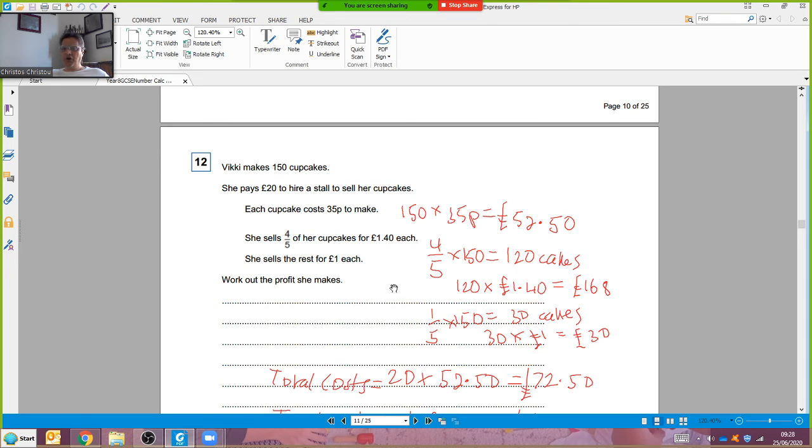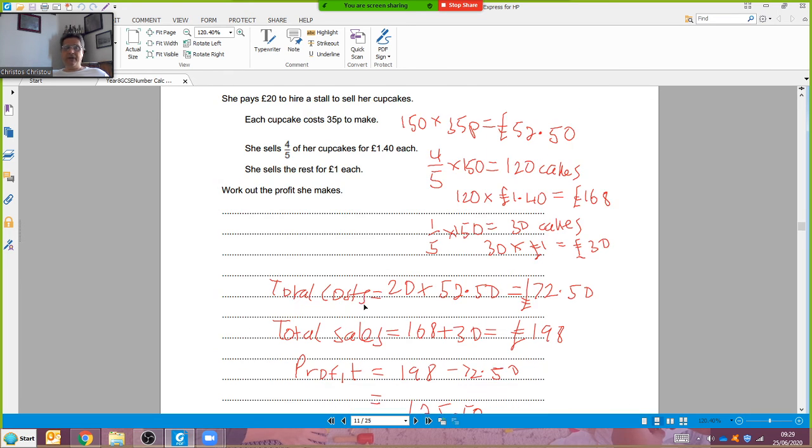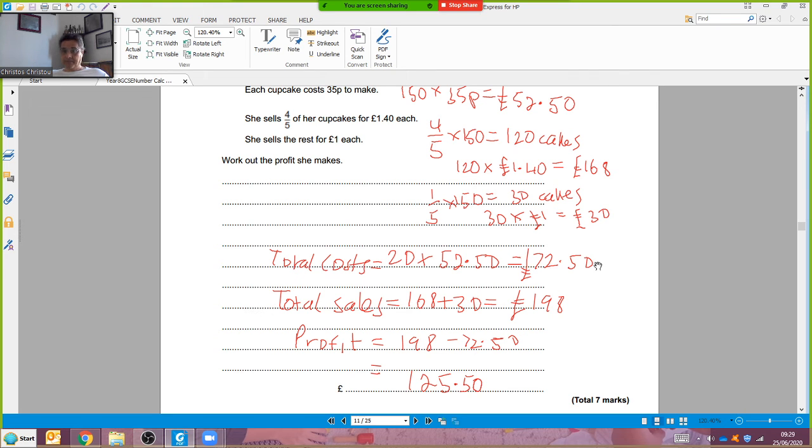Well, what are the costs involved? Well, the first thing is she's got to pay for the hall, £20, and she's got to make the cakes herself with her own flour, margarine, sugar, icing, whatever. So that's meant to say a plus. It's just a bit difficult to draw it with this graphics thing. So her total costs will be £20 plus £52.50. It will cost her £72.50, okay, including the hall hire.